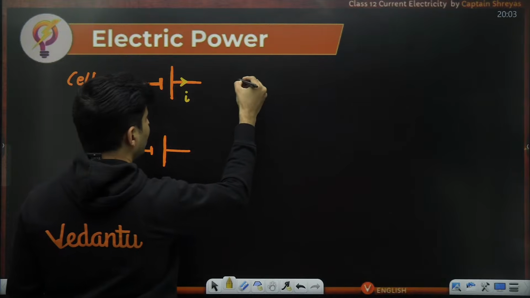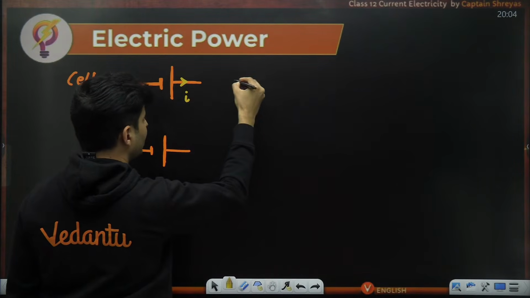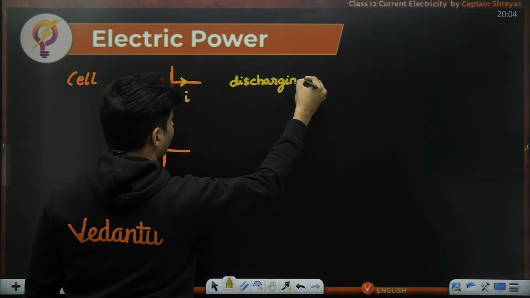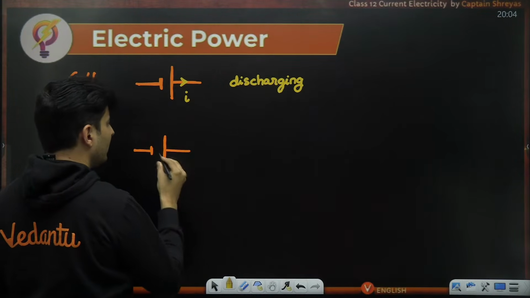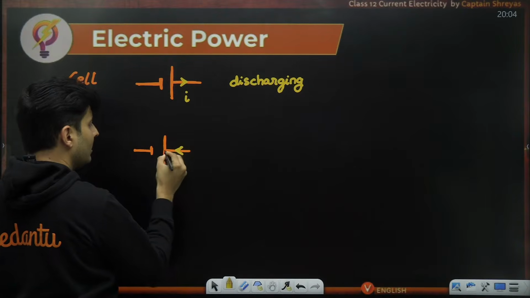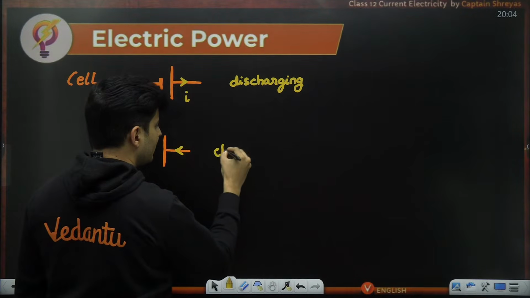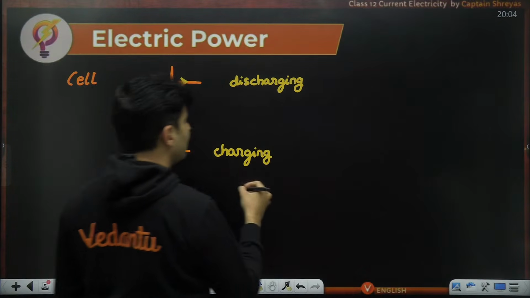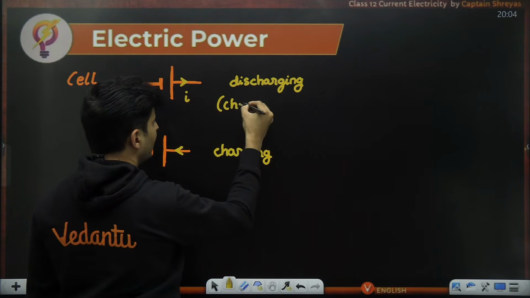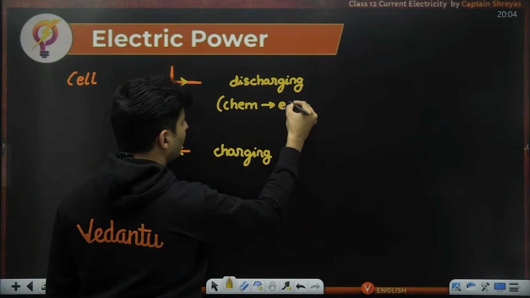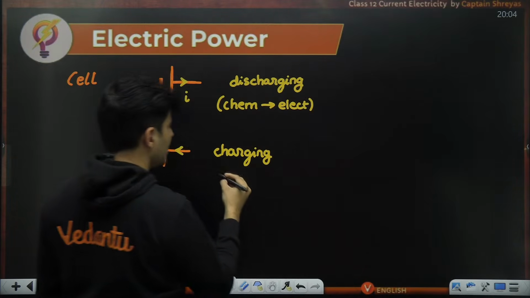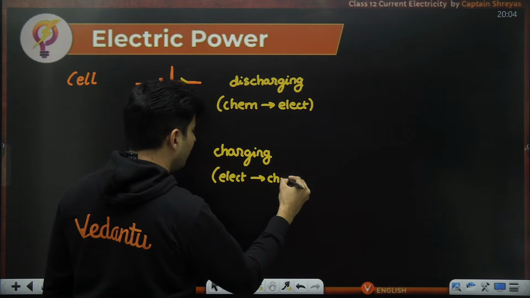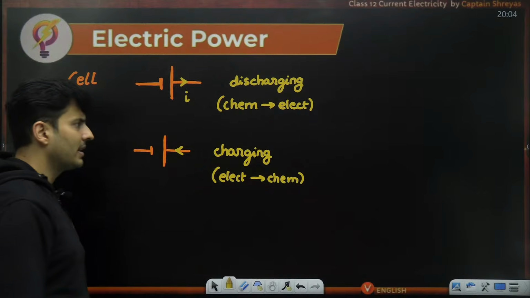Then it is said to be discharging because it is supplying the current. Whereas the current entering the positive node means it is charging. The current is entering inside. In case of discharging, please remember the chemical energy will convert into the electrical form of energy. Whereas in charging, the electrical energy will be stored in the chemical form in that particular cell.